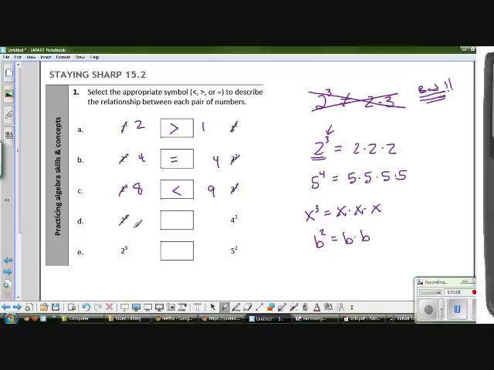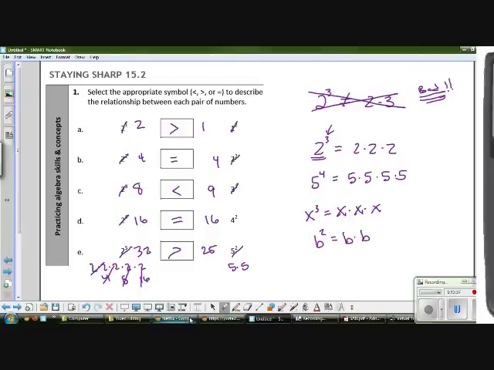2 times itself 5 times is 2 times 2 times 2 times 2 times 2. So 2 times 2 is 4, times 2 is 8, times 2 is 16, times 2 is 32. 5 times itself is going to be 25. So bigger. Okay? So don't freak out about powers. It's just a number times itself so many times. Very easy to figure out as long as you know the notation.